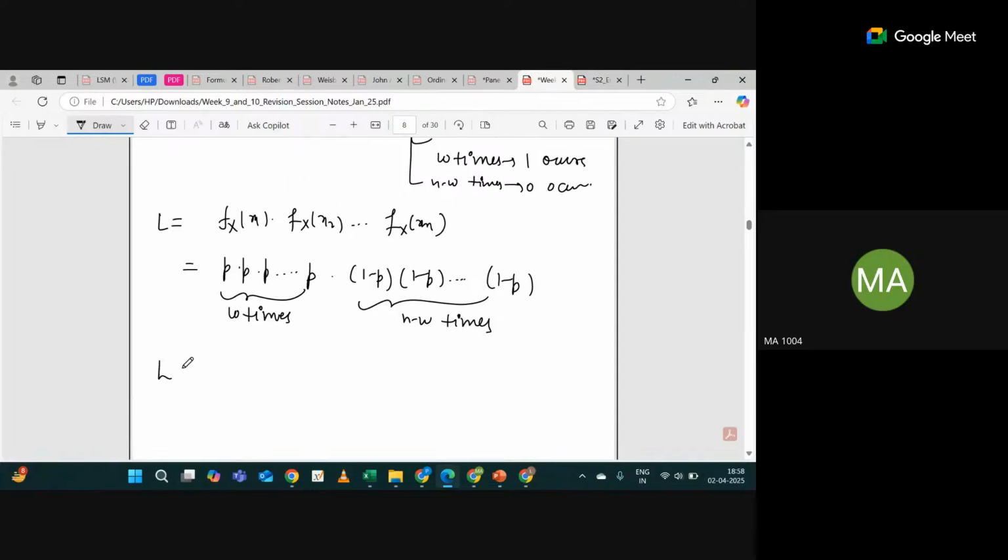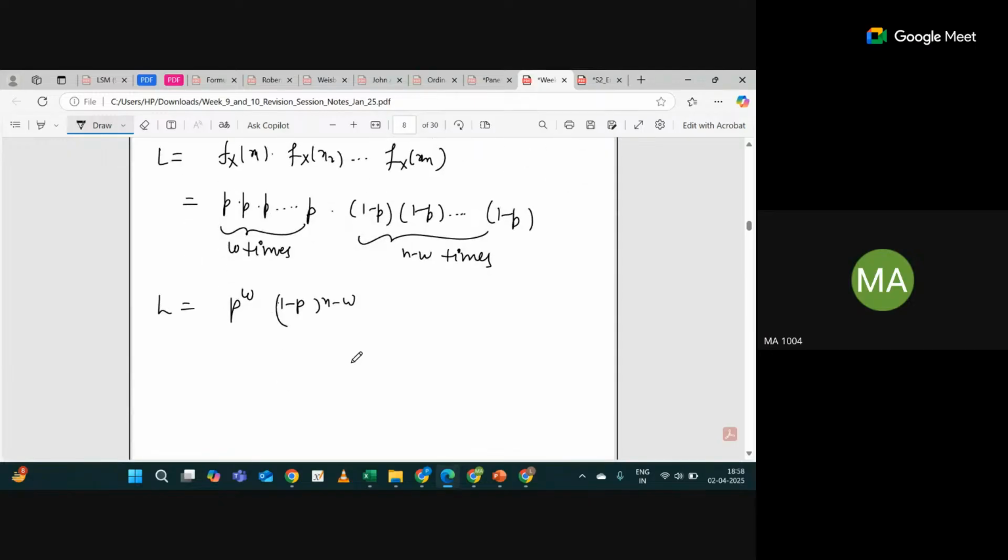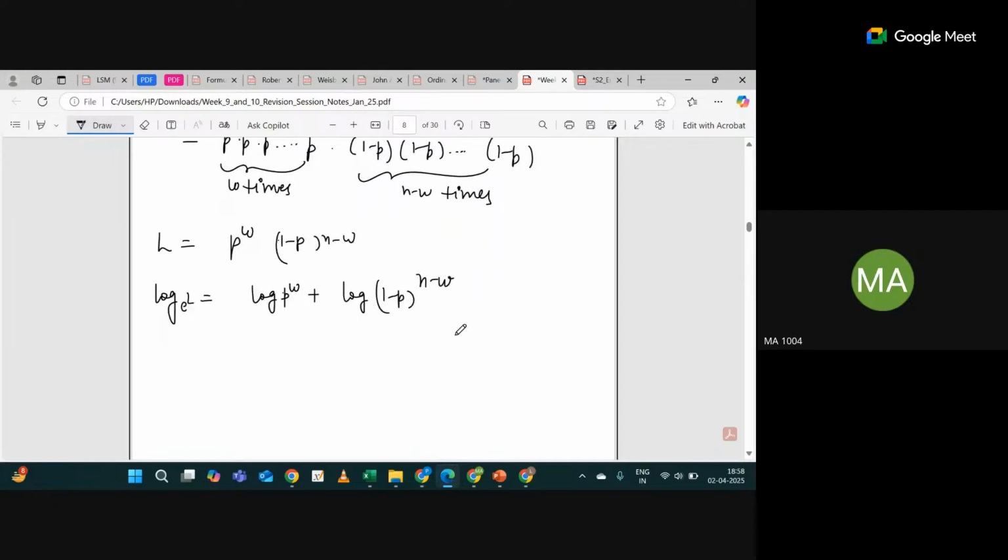Now, if you see, this L is coming as p raised to the power w into 1 minus p raised to the power n minus w. Here in this equation, if you want to differentiate with respect to p, it's a bit difficult. So what we will do, we will take the natural log. So what you will get? Log of p raised to the power w plus log of 1 minus p raised to the power n minus w. By using the logarithmic property, it will be w times log of p plus n minus w times log of 1 minus p. Would you agree with me or not?